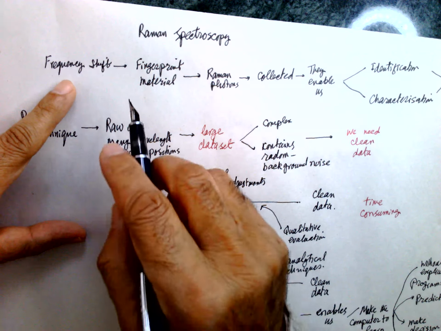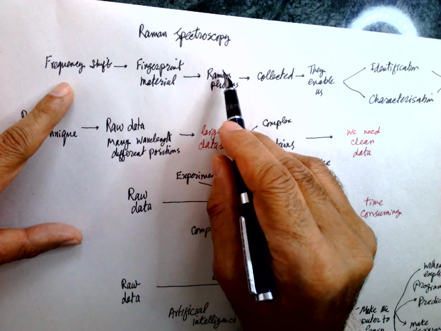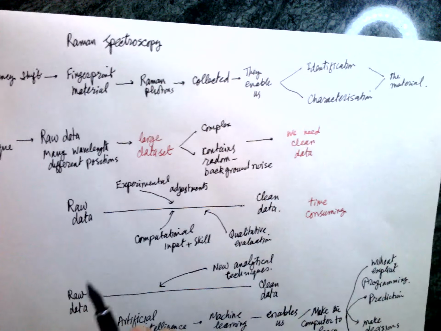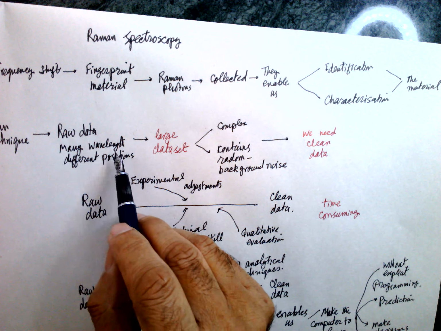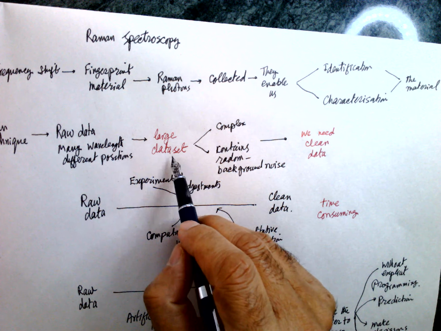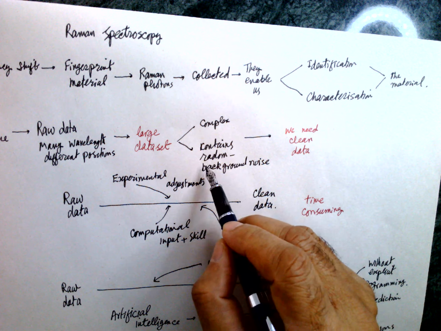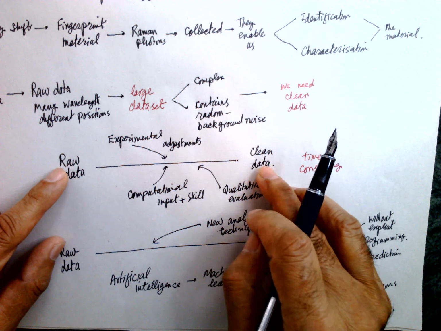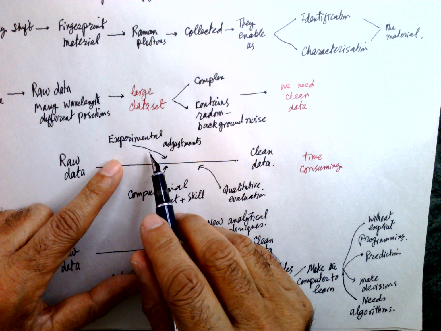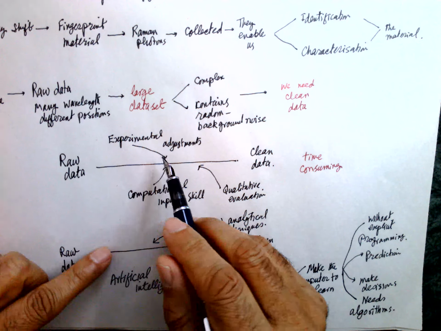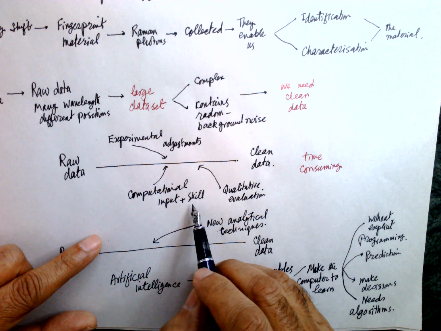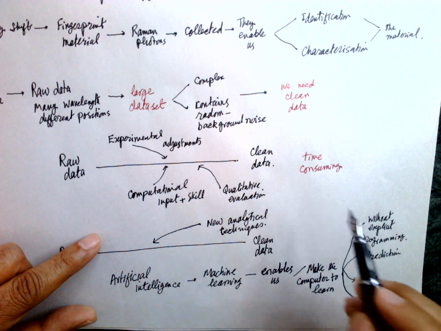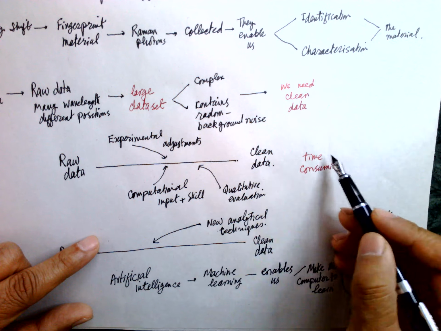In Raman spectroscopy, the frequency shift is a fingerprint of the material, and the Raman photons are collected. They enable us the identification and characterization of the material. The Raman data have many wavelengths at different positions, so it's a large data set. It is complex and contains random noise and background noise, and we need clean data. To get clean data from raw data we have to do some experimental adjustment: new filters, new wavelengths, and some other techniques, and also some computational inputs and skills, some qualitative analysis evaluations, some software and programs, and it is time consuming.